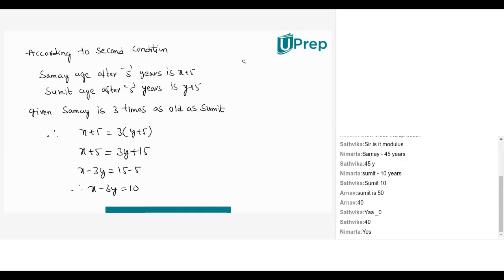So what do you do? Solve these equations. Your first equation: x minus y equal to 30. Second equation: x minus 3y equal to 10. You can easily eliminate x there. So let's solve that. You subtract. You have minus 3y, it becomes plus, 10 becomes minus. Clearly x gets cancelled. So what do you have? Minus y plus 3y is 2y. 30 minus 10 is 20. Therefore, y is nothing but 20 by 2, which is 10.